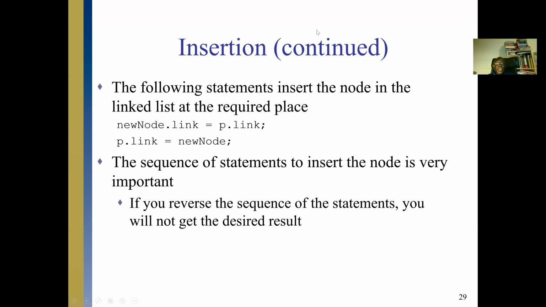With the following statements, we insert the node in the linked list at the required place. So we say that we assign P.link to new node.link. Then we assign the new node to P.link. Again, this is how we insert a new node. The sequence of statements to set the node is very important. If I said new node to P.link first and then P.link to new node.link, what will happen is that it's going to create our list the opposite way because of the pointer.